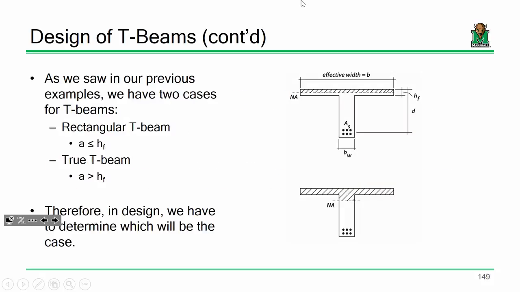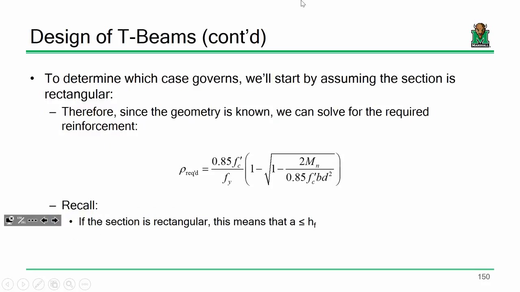Okay, so if you understand this, then you understand that the analysis, or in other words, the strength of a reinforced concrete T-beam is a function of whether or not it's a rectangular T-beam or a true T-beam. So in design mode, we've got to be able to figure out which one's going to be the case. So here's how we go about this. The first thing that we do is we start off and we assume that the beam is rectangular. Okay, so it's a rectangular T-beam.